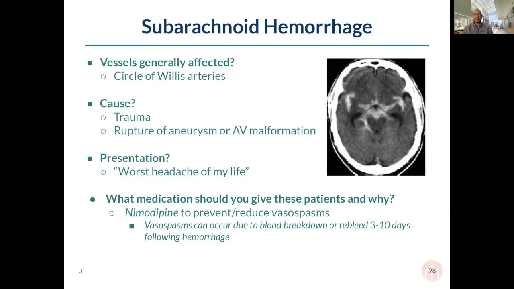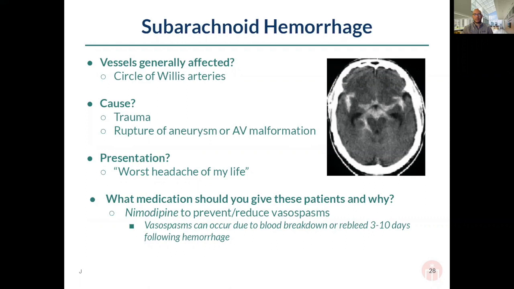Generally speaking, the thing that we can do for these patients is to give them medication that prevents vasoconstriction, specifically calcium channel blockers, and namely nimodipine is the favorite that we'll end up using for this one because it prevents the nearby arteries from vasospasming.